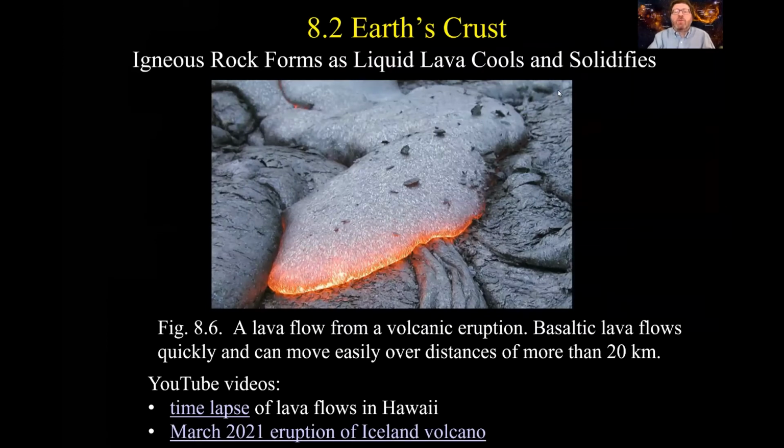Now, let's talk a little bit more about the Earth's crust. It's largely made of this igneous rock. Igneous rock is rock that forms when liquid lava cools and solidifies. So remember, if the rock is underground and liquid, we call it magma. It'll erupt through a volcano, and then when it's flowing along the surface, we'll call it lava. And then when it solidifies, we'll call it an igneous rock.